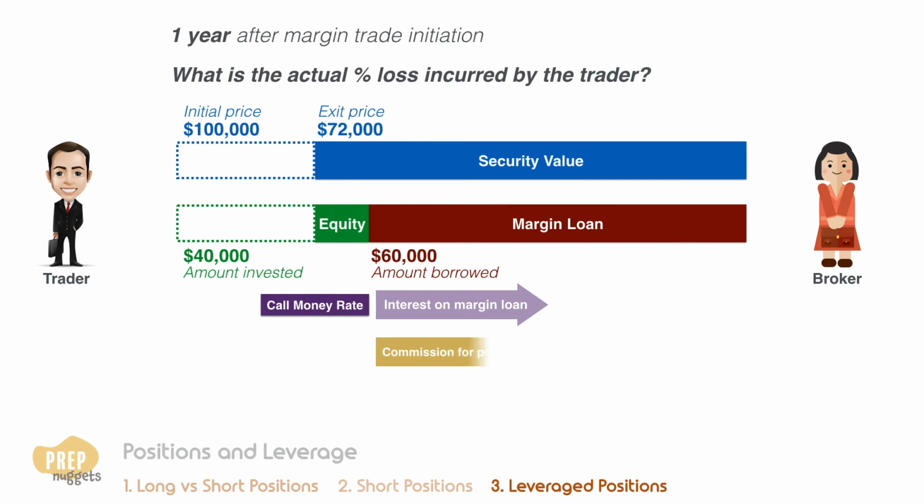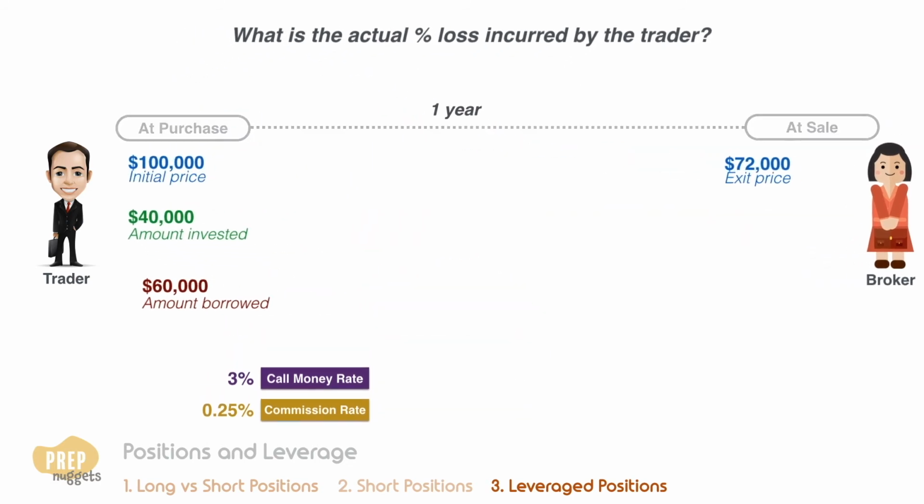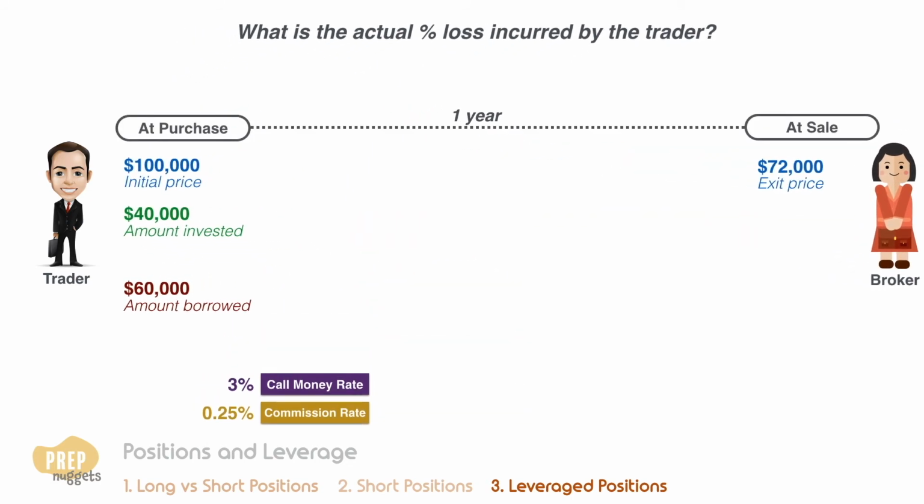Besides the interest on the loan, the trader typically has to pay a commission for the purchase and commission for the sale of the securities. This is paid on the entire position, not just the borrowed portion. Let's assume that the call money rate is 3% and the commission for purchase and sale of the security is 0.25%. We can now calculate the actual loss incurred by the trader. To make things more interesting, let's assume that there was $4,000 dividend received during the year.